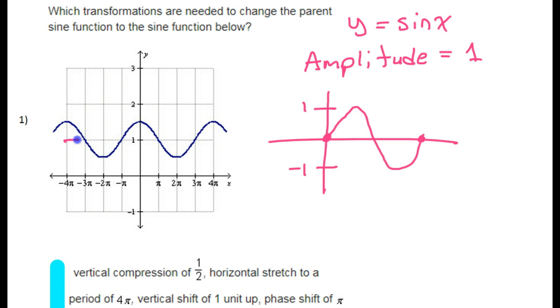So looking at this graph, I can tell that this is the midline. Okay, so this graph from the middle, does it go up 1 and down 1? No, this goes up 1/2 of a unit. Right? This is only half, and it only goes down half. So this has an amplitude of 1/2. So that means that there's a vertical compression of 1/2. So let's write that down.